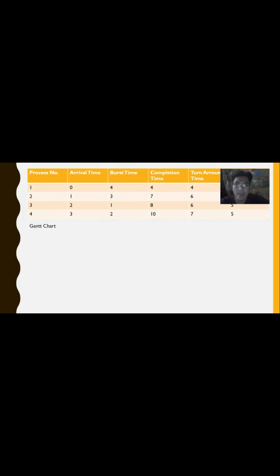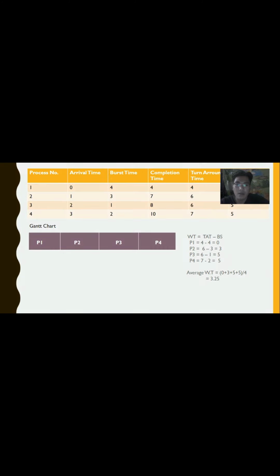So the next one is the waiting time. We have here the formula. Waiting time is equal to turnaround time minus the burst time. So it is very easy again. We only have to substitute the values. For P1, the turnaround time is 4 minus the burst time 4, that's why it's equal to 0. Like I said earlier, there's no waiting time in P1.